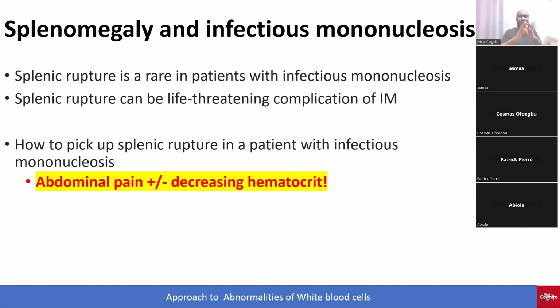Now, splenomegaly in infectious mononucleosis. This is also a very important thing you need to know. Splenic rupture is rare, and if it happens, it can be life-threatening. But how will you be able to pick up that this patient with sore throat has developed splenic rupture? You will either be told the patient has abdominal pain, or you'll be given abdominal pain and then lab results, and you realize that the patient's hemoglobin and hematocrit are decreasing.